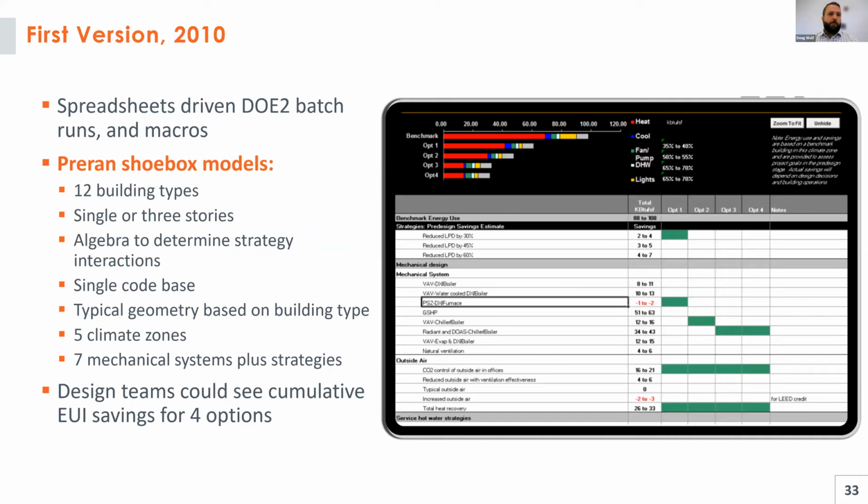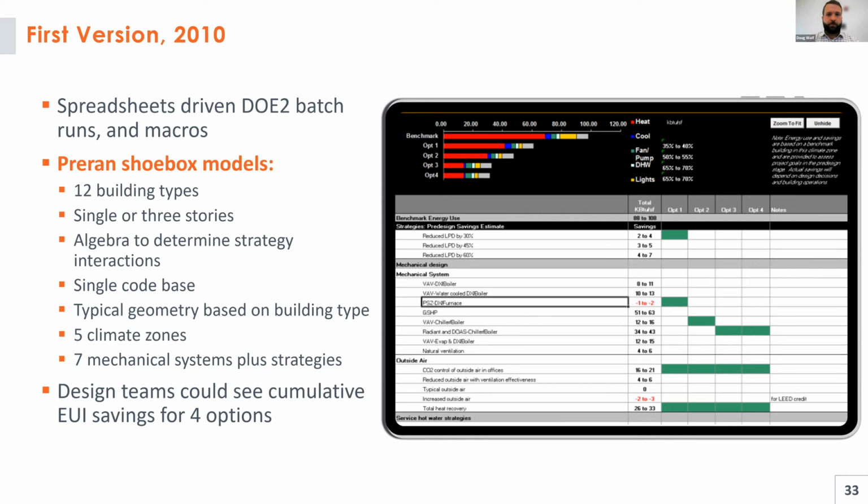So we've been doing energy modeling for almost 40 years. We've been developing tools in support of it for just about as long. In 2010, we took our first cut at trying to simplify energy modeling, speed it up. It was very spreadsheet driven. We used pre-run energy models based on prototype buildings to try to estimate energy use. And then a lot of spreadsheet magic to make it all work. So architects or engineers, energy decision makers would be able to understand what they would need to do in a building's design to be able to hit their energy goals.